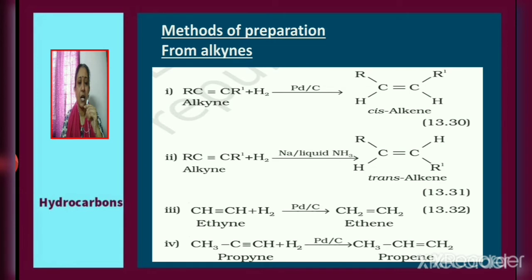If an alkyne undergoes hydrogenation reaction in the presence of pelletized charcoal, cis-alkene is obtained, and if an alkyne undergoes hydrogenation reaction in the presence of sodium and liquid ammonia, a trans-alkene will be obtained. For example, consider ethyne. It undergoes hydrogenation in the presence of pelletized charcoal to give ethene. Similarly, propyne undergoes hydrogenation reaction in the presence of pelletized charcoal to give the alkene propene.